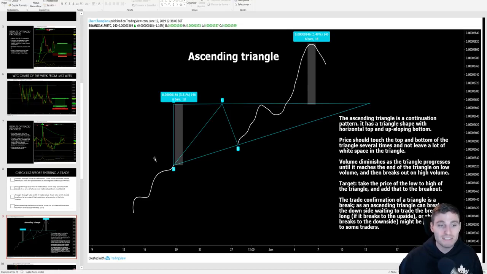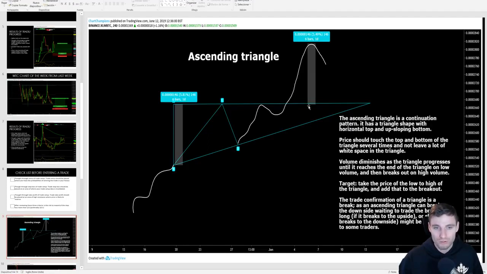So the entering of the triangle, upticking in volume, but then as you move through the triangle, the volume will decrease. Okay, so you're moving sideways essentially on decreasing volume, and that's fine. That's what you want to see. You don't want to see a triangle underway with increasing volume each time. You want to see a triangle moving within its pattern with decreasing volume.